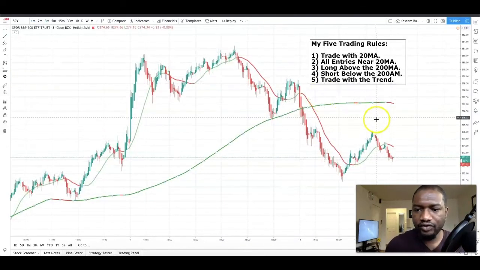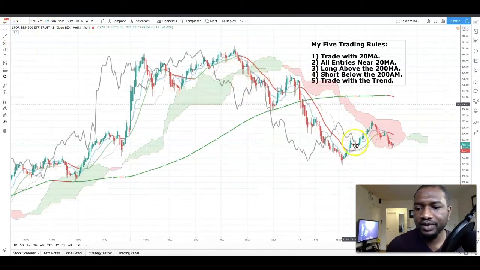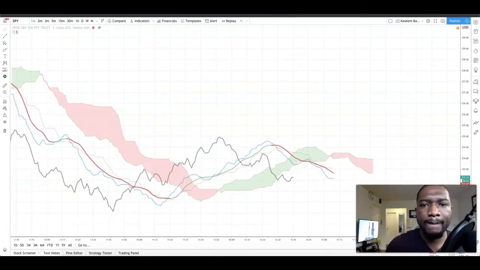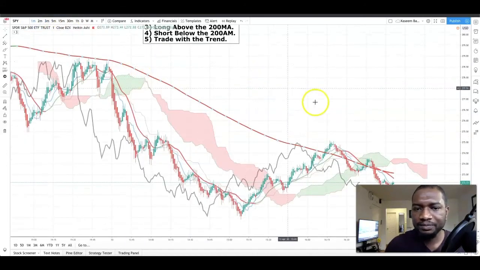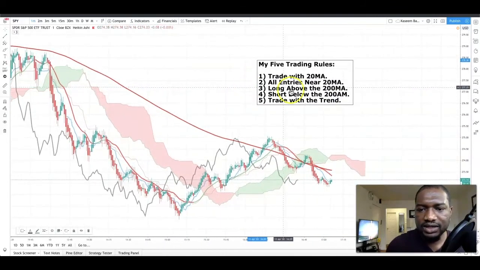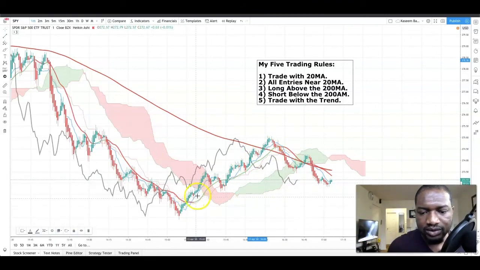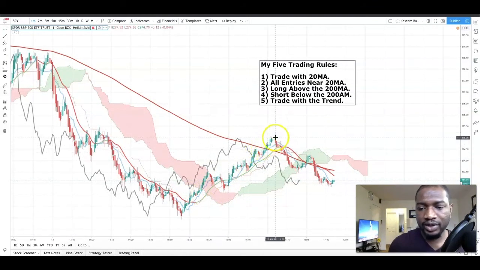So if we go here and we pop the Ichimoku back on, which was the time frame on that? That was 1 minute. And we go back to 1 minute. There you go. So as you can see right here, wouldn't be such a bad entry as well, because you can just take this all the way up here. Right here as well wouldn't have been a bad entry, because you would have taken this basically all the way up until the trend clearly changed.